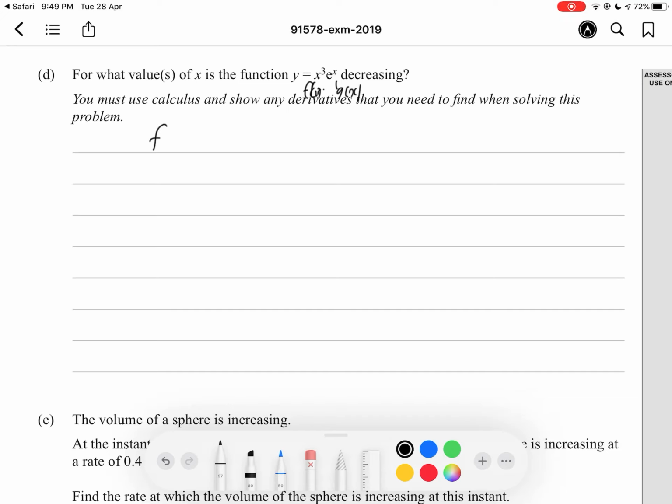Basically, the product rule says f dash of x times g of x plus f of x times g dash of x. So, the derivative of one multiplied by the non-derivative of the other, plus the non-derivative of the one times the derivative of the other function. So dy over dx is equal to 3x squared e to the power of x plus x cubed e to the power of x, because the derivative of e to the power of x is still e to the power of x.